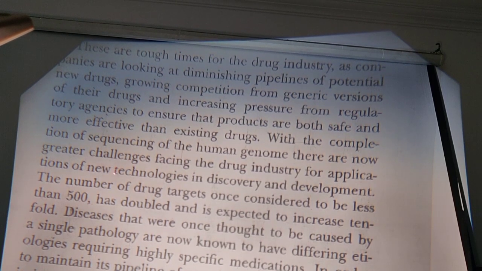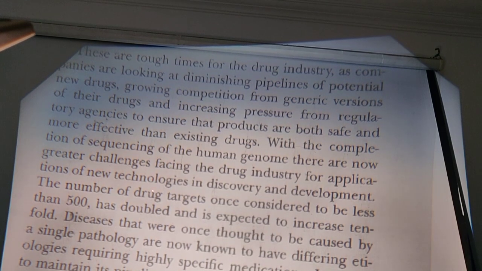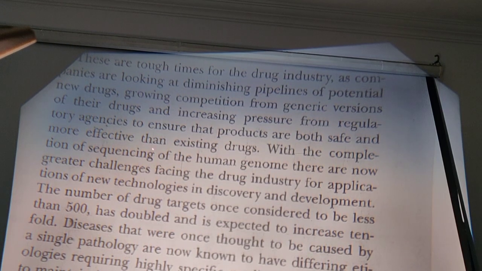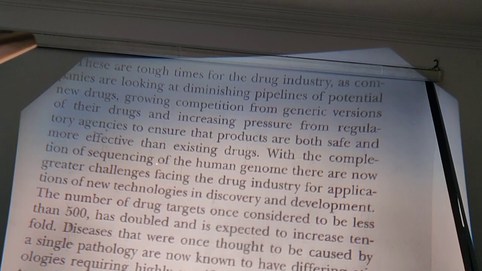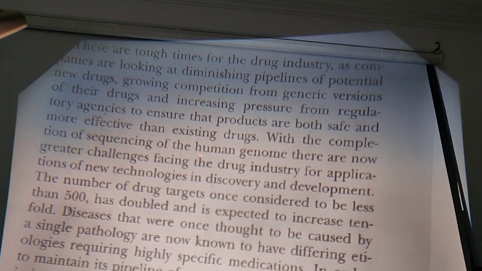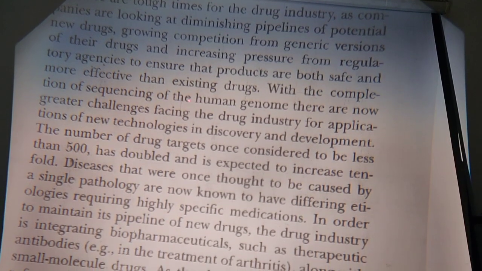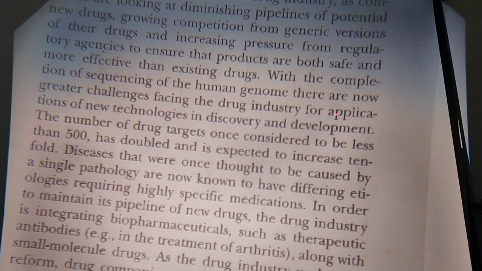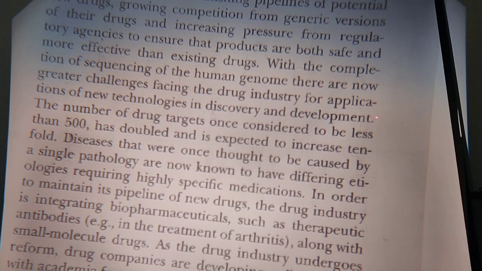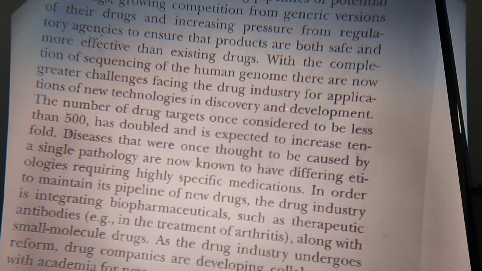That is the dilemma and the talk of a pharmacist, and the pharmacist has to generate more and more new biomolecules so as to combat the disease-oriented ailing humanities in the global village. With the completion of sequencing of the human genome, there are now greater challenges facing the drug industry for application of new technologies in discovery and development.